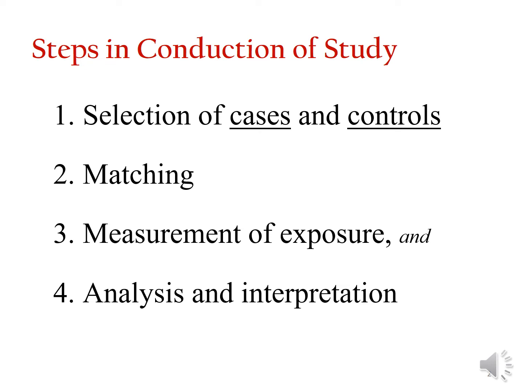Odds ratio is a measure of strength of association between risk factors and outcome. What does odds ratio tell us? Strength of association between risk factors and outcome. Strength of association between disease and risk factor. Odds ratio is also known as the cross product ratio.